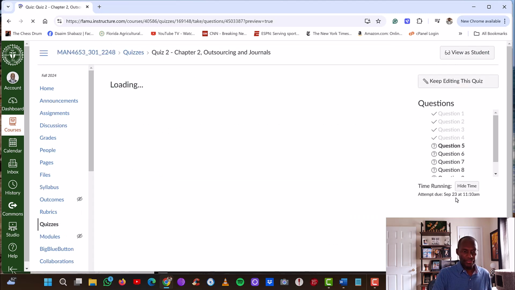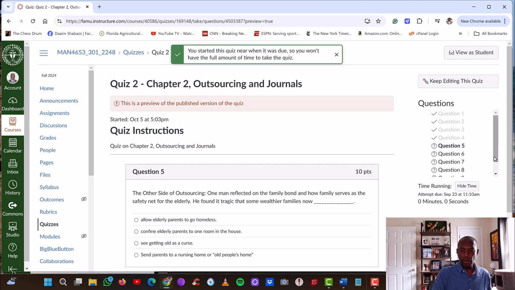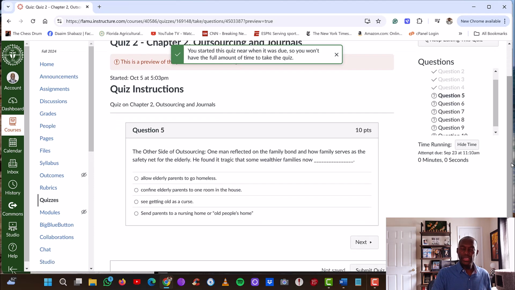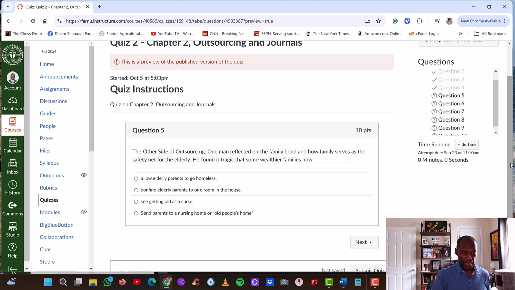Number 5. And again, these are the ones that all classes had in common, and the other 3 were from the different journal articles, which each class had a different set.